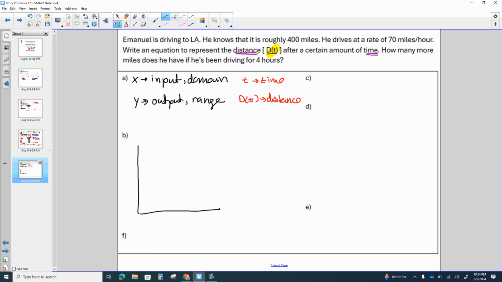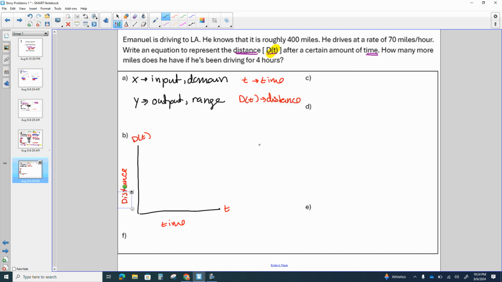I'm going to go ahead and label my graph. D and T, this side, the y, is actually distance. And I can come up here and put D parentheses T because that's the y. This is the T, and it represents time. I'm getting that all off that.